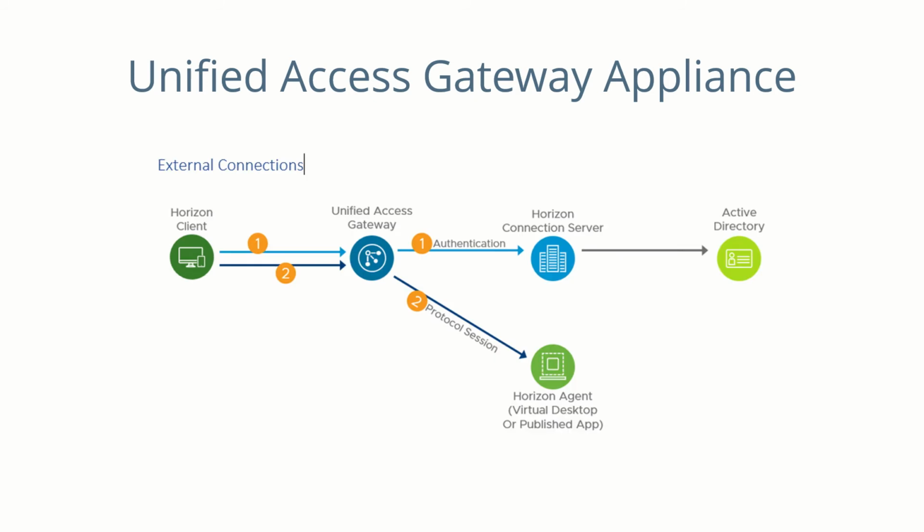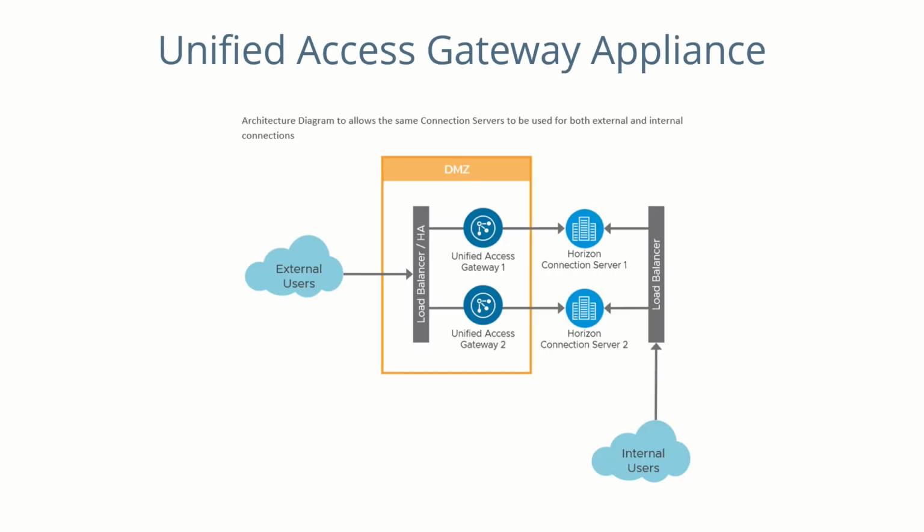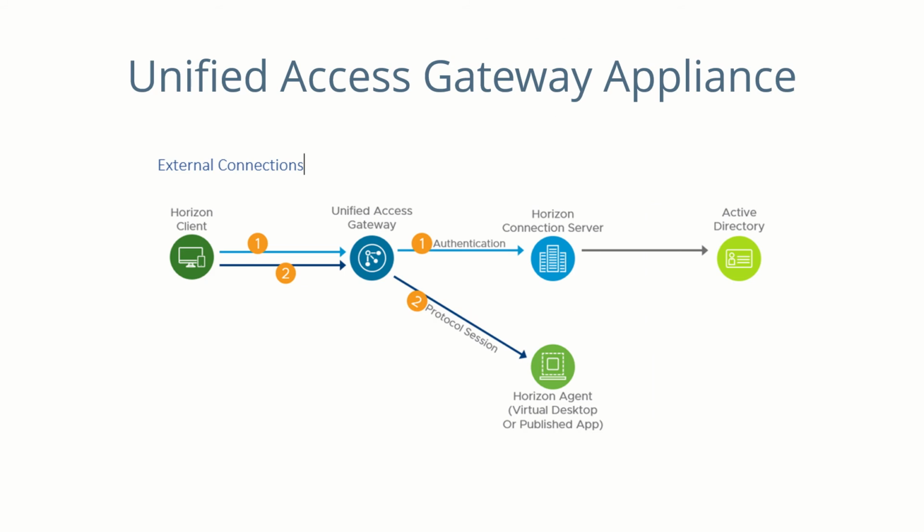If users want to connect over the internet from outside the organization network, then we need to use UAG, and here I'm using Active Directory authentication. So we are connecting to our application or VDI. Here it's used only for external users.